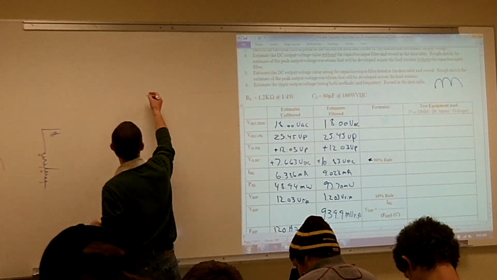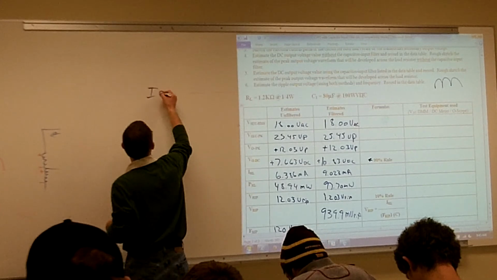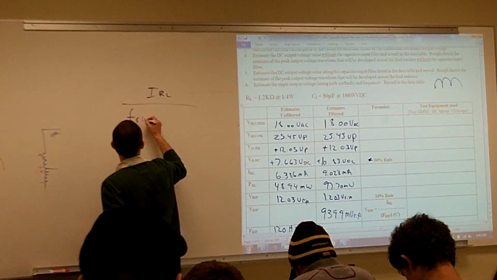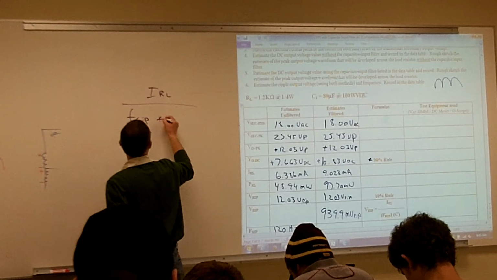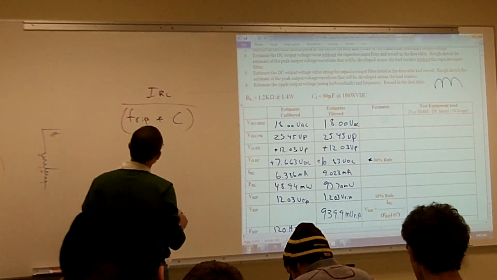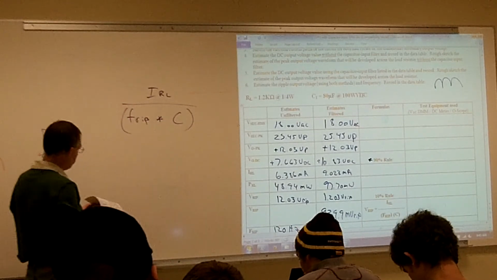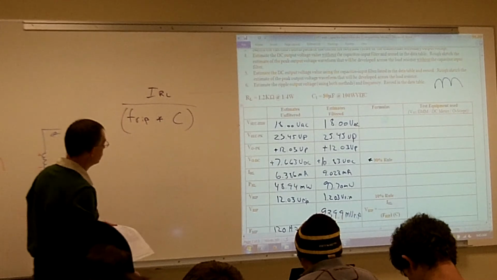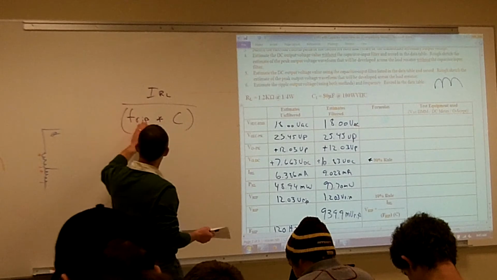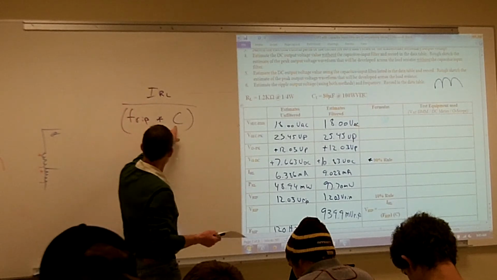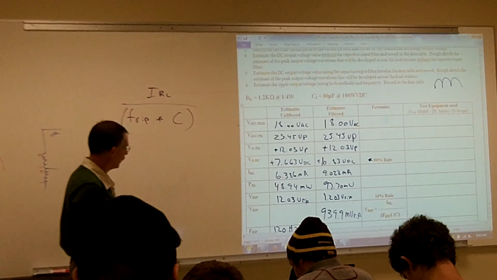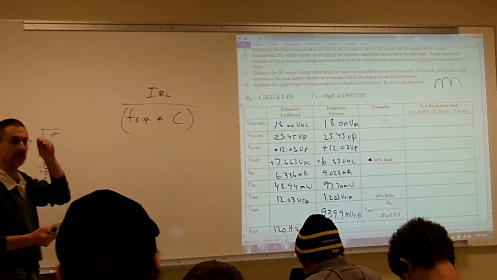Make sure you put in your current of your load divided by your frequency ripple times your capacitance, and make sure those are in parentheses. So you put in 9.023 milliamps divided by parentheses 120 hertz times 80 microfarads, close your parentheses, then hit your equals, and you should get 939.9 millivolts.